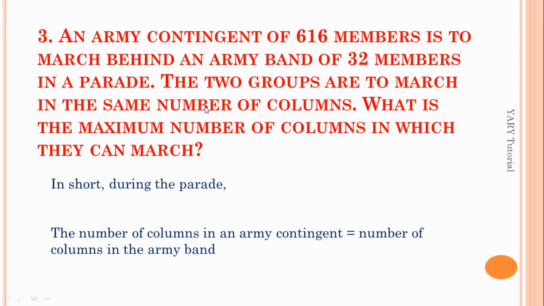Also, we need to find the maximum number of columns in which they can march. So, since we have to find the maximum number of columns, we will be finding the highest common factor between 616 and 32, where you will be getting the number of columns in the army contingent, which will be equal to the number of columns in the army band.